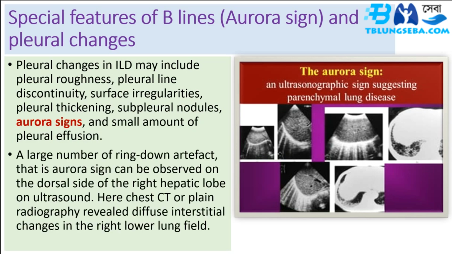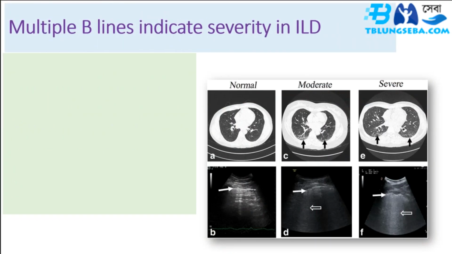A large number of ring-down artifacts, that is the aurora sign, can be observed on the dorsal side of the right hepatic lobe on ultrasound. Here chest CT or plain radiography revealed diffuse interstitial changes in the right lower lung field. Multiple B lines indicate severity in ILD.